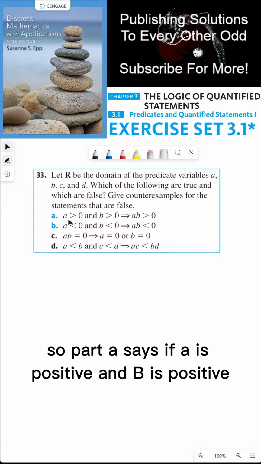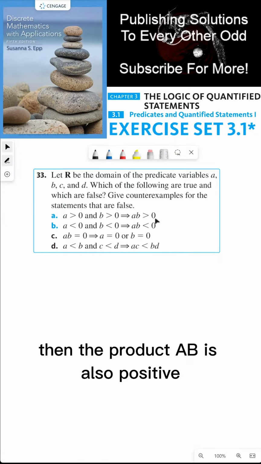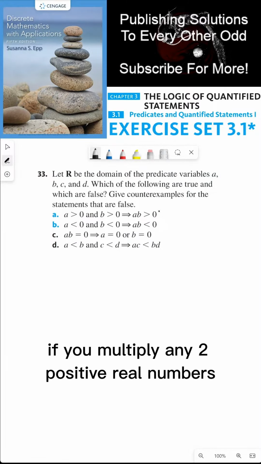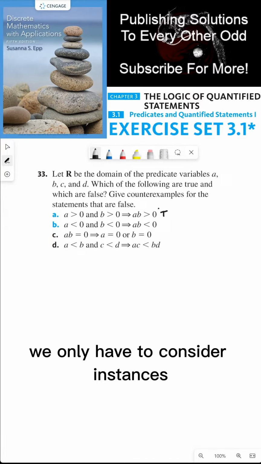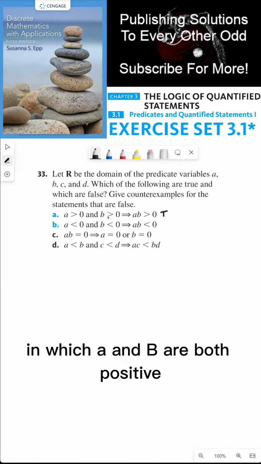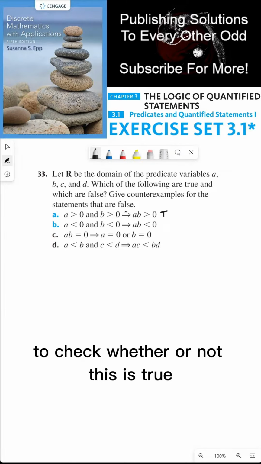So part A says, if a is positive and b is positive, then the product ab is also positive. Well, that's true. If you multiply any two positive real numbers, you'll get a positive real number. So that's true. We only have to consider instances in which a and b are both positive to check whether or not this is true.